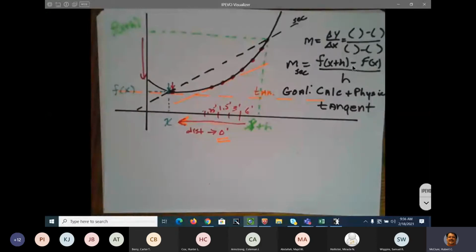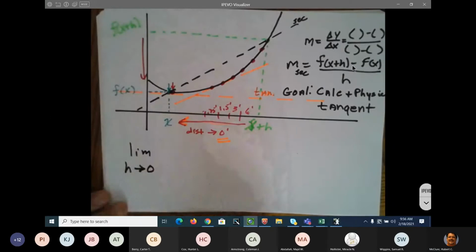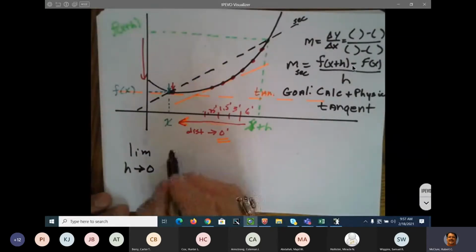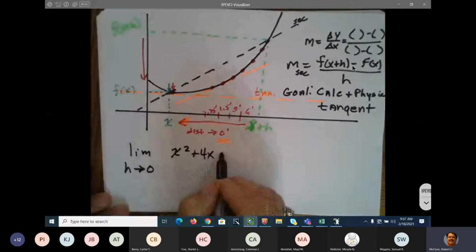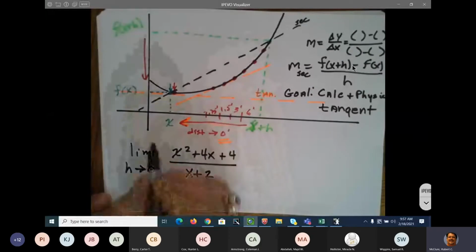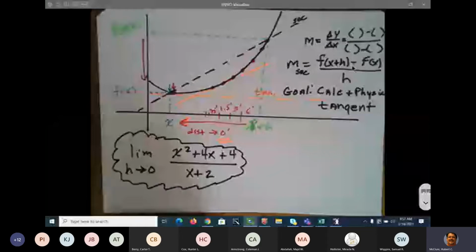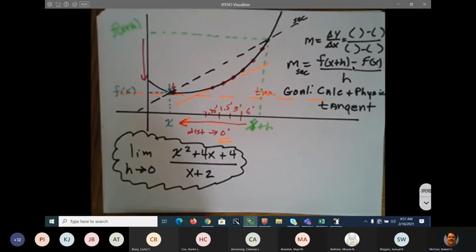Now, the limit theory is usually written like this. Limit as h approaches 0 of some function. And you can go x squared plus 4x plus 4 over x plus 2. Now, this is an example of a limit function. Now, there's two things you can do with a limit function. One is you can simplify it.